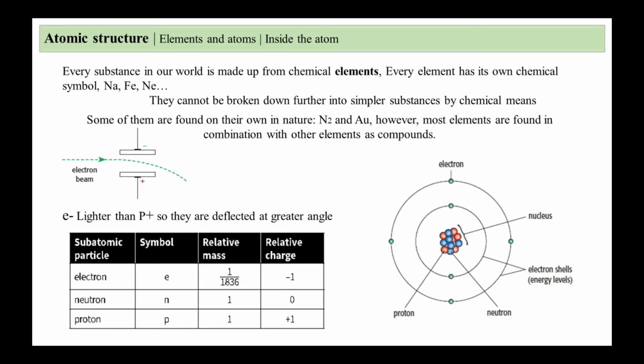As you can see, in the world, every substance is made up of chemical elements, and each element has its own chemical symbol. These elements cannot be broken down further into simpler substances by chemical means. Some of them are found on their own in nature, such as nitrogen and gold. However, others are found in combination, which means that we find them as compounds.